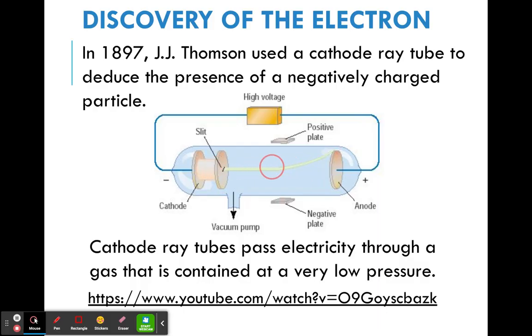So this became the discovery of the negative particle that all matter seems to have at that point. And so that was the discovery of the electron. So cathode ray tubes are going to pass electricity through a gas that can be contained at very low pressure. And here's a link to a video if you want to watch that.